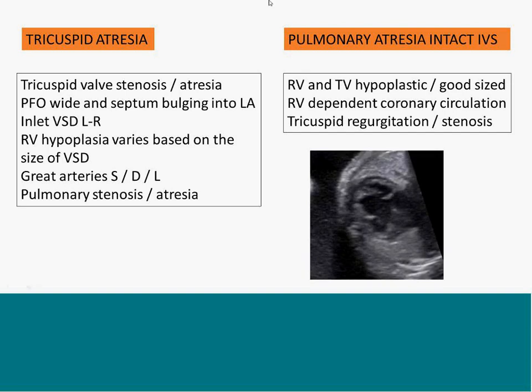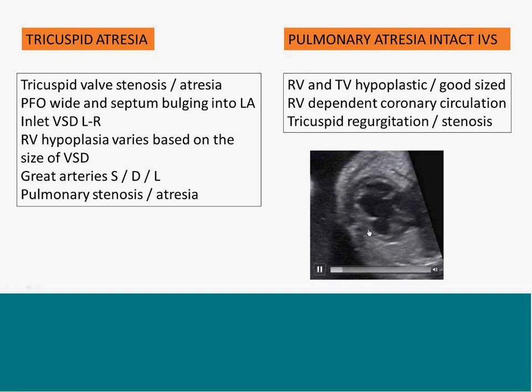Tricuspid atresia is easy to diagnose because you do not see the AV valve and the foramen ovale is wide open from right to left in a normal direction. You may have a VSD, and the great arteries could be normally related or malposed when you open up the outflow tract. It may proceed with pulmonary stenosis or pulmonary atresia.